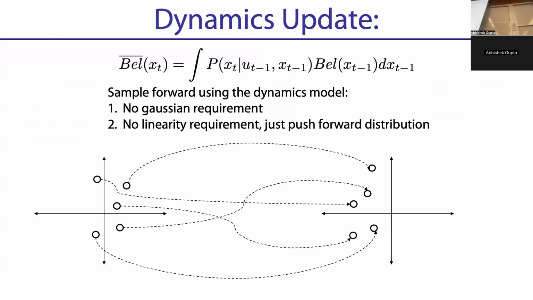The practical instantiation of the motion step for a particle filter is that you just take each particle, pretend that it is the true state, and push it forward through your dynamics model. That gives you the next particle at belief bar.